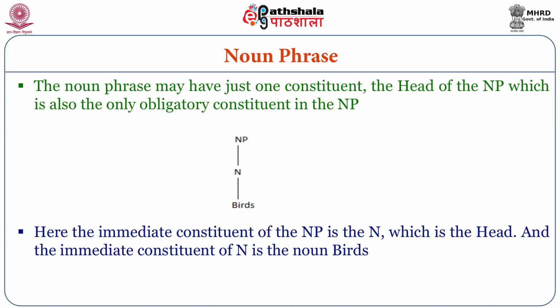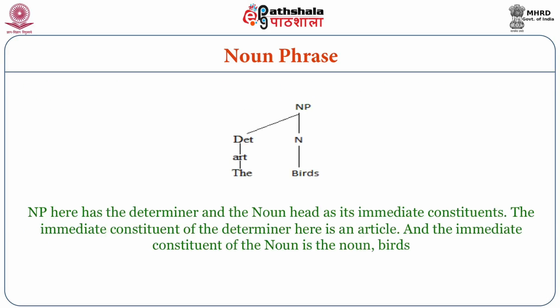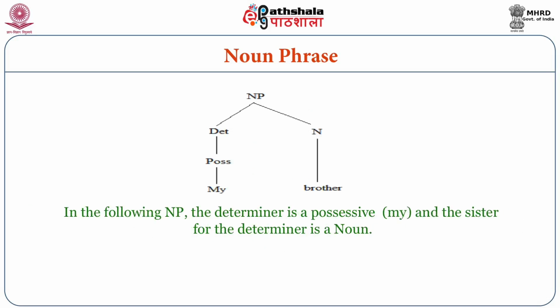Here the immediate constituent of the NP is the N, which is the head, and the immediate constituent of N is the noun, that is birds. NP here has the determiner and the noun head as its immediate constituents. The immediate constituent of the determiner here is an article, and the immediate constituent of the noun is the noun birds. See the diagram. In the following diagram, NP, the determiner is a possessive, my, and the sister for the determiner is a noun.